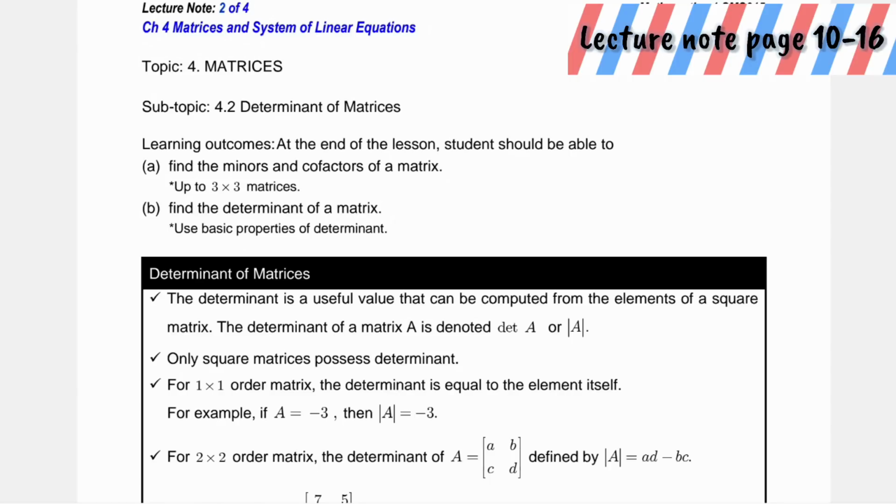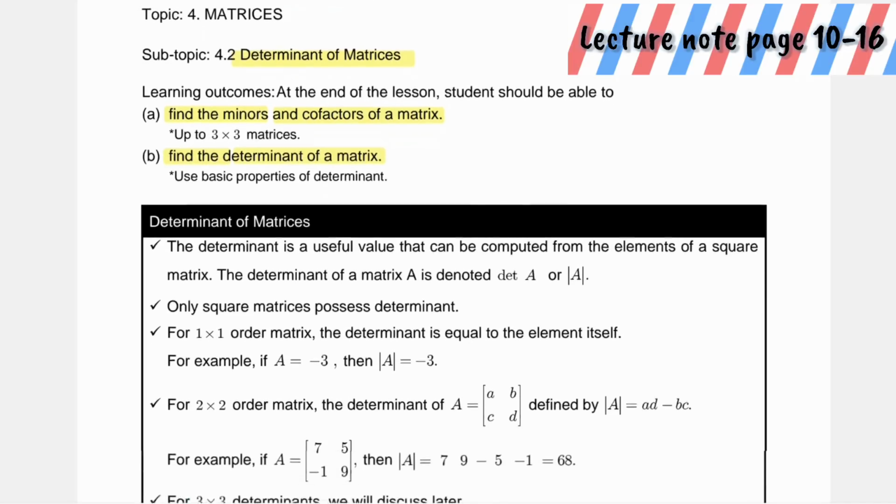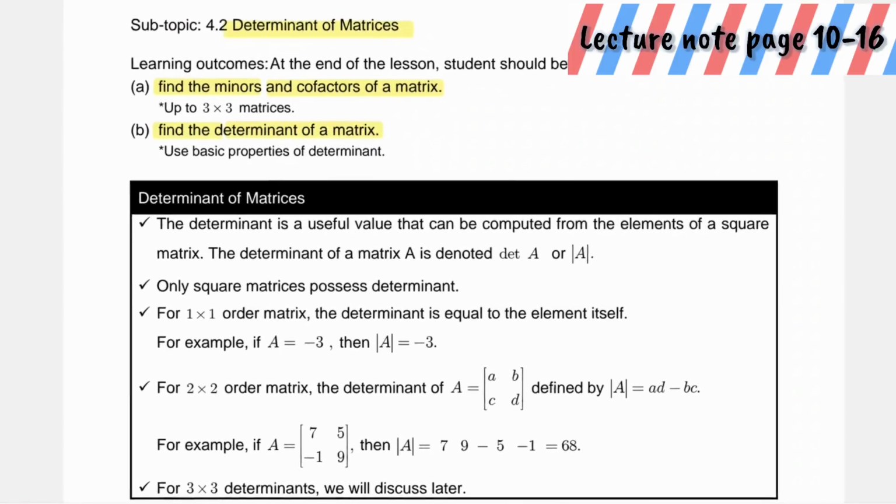Second subtopic for the matrices, which is determinant of matrices. At the end of the lesson, the student should be able to find the minor and the cofactor of a matrix, and the student should be able to find the determinant of a matrix. So what is meant by determinant of matrices?